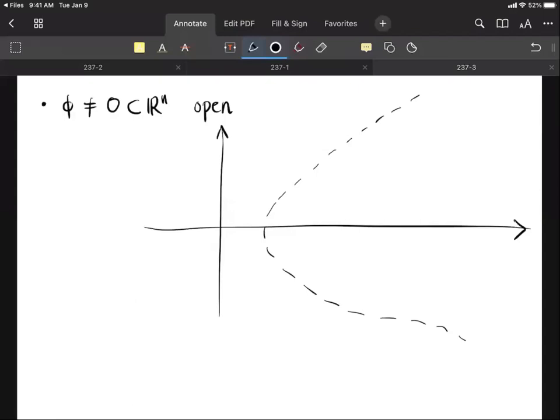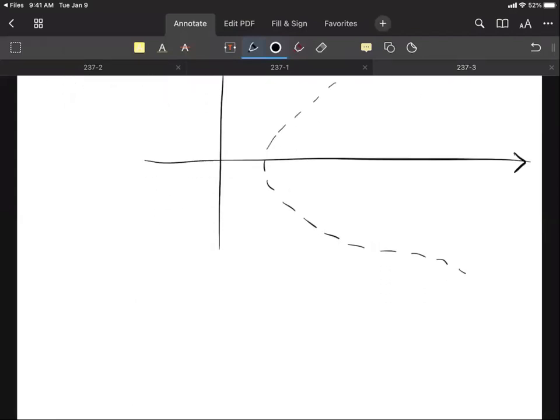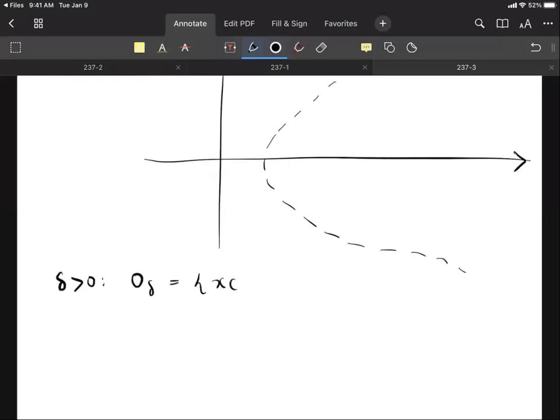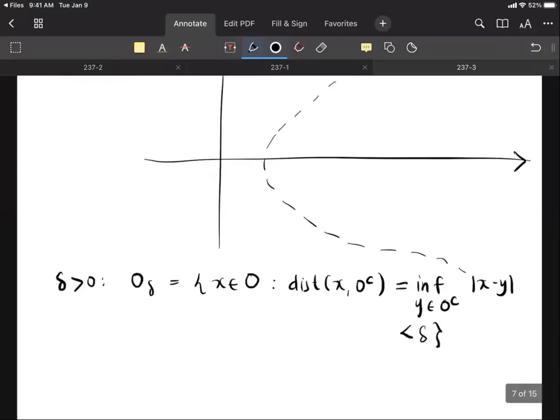So let us define a set O sub delta. Given a positive delta, O sub delta will be the set of all elements in the open set wherein the distance with respect to the complement, I mean the infimum over all elements in the complement of the distances, should be less than delta.